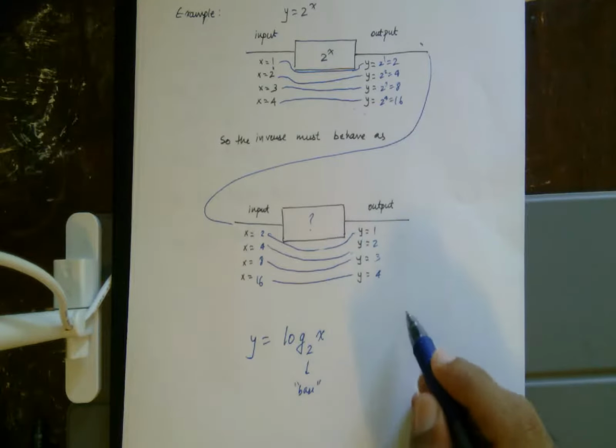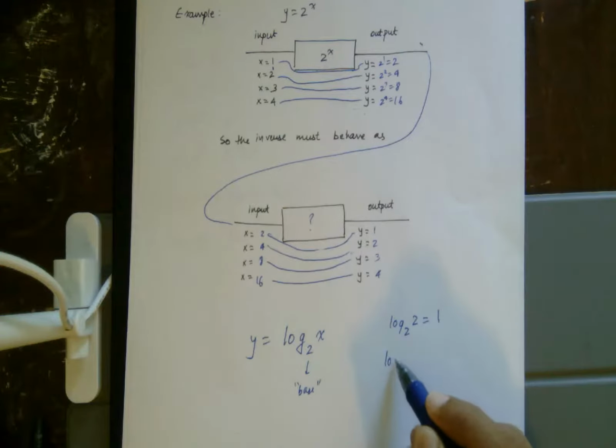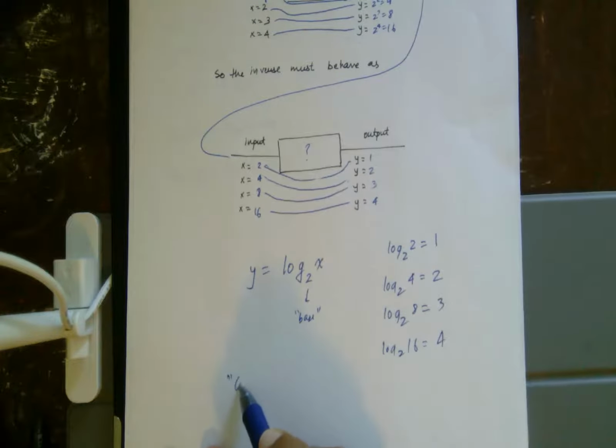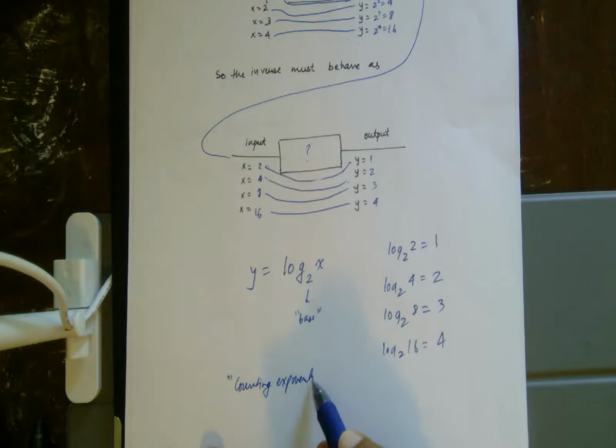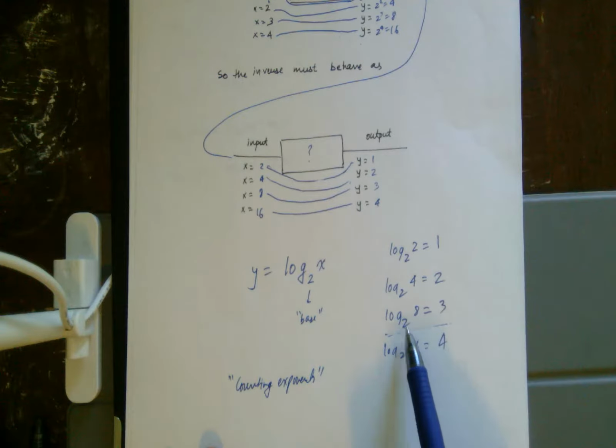So basically what this is saying is log base 2 of 2 is 1, log base 2 of 4 is 2, log base 2 of 8 is 3, log base 2 of 16 is 4. So what this function is doing is really counting the exponents. For example, here it's saying, if I want 2 to become 8, what should my exponent on 2 be? It should be 3. If I want 2 to be 16, what should my exponent on 2 be? It should be 4.